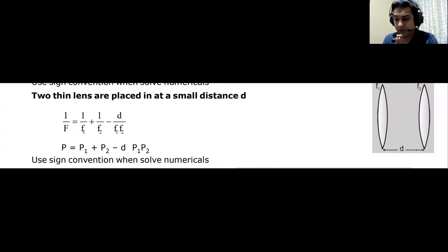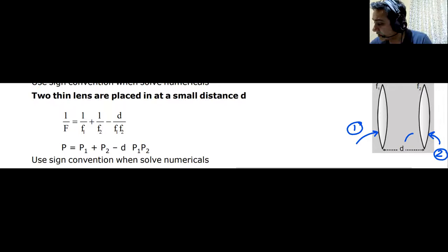Well, if you have done this, we move on to the next set of formula, and this next set of formula is valid for two lenses only. Now, as you can see, you have two lenses. This is lens number one. It happens to be a convex lens, not a problem. It could be concave. This is lens number two. This also happens to be a concave lens, convex lens. It could be a concave. One could be convex, other could be concave. Doesn't matter. Now they are placed a distance d apart.